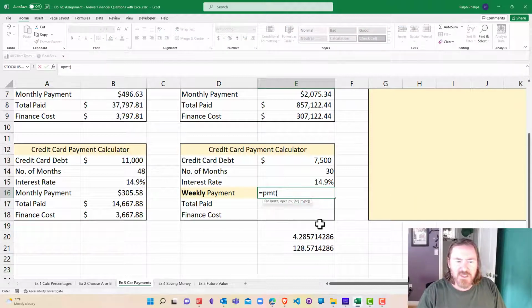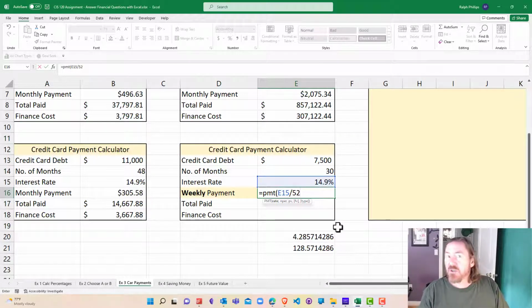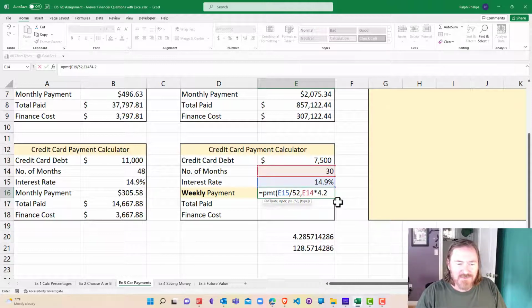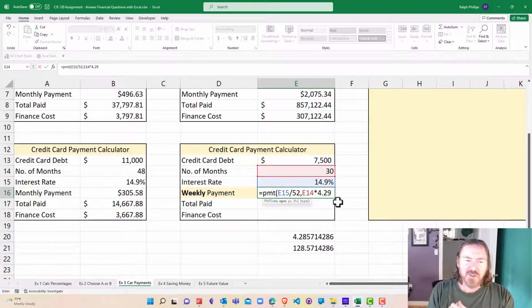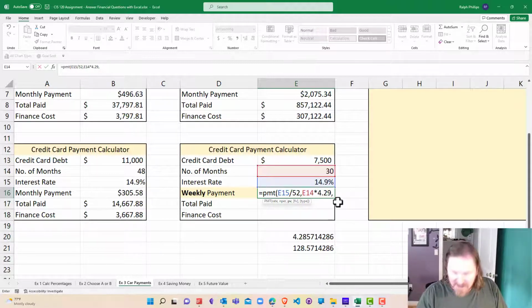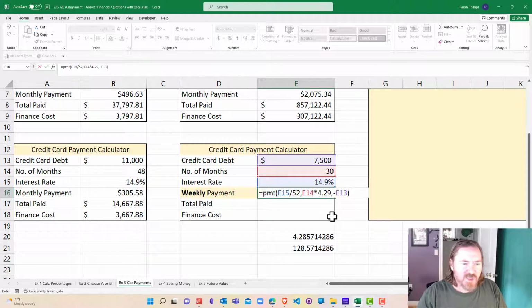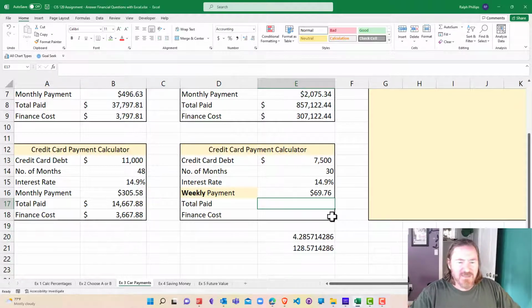Equals PMT, parentheses. Now our rate, we have our annual rate, but I'm going to divide that by 52 weeks per year, which is a close enough approximation. So that's going to give me my weekly interest rate, comma, the number of payment periods. I'm going to click on the cell that contains the number of months, and I'm going to multiply that by 4.29, okay? So 30 months and about 4.29 weeks per month, that's going to give me the number of weeks in that period, comma, and then the present value is easy, just a minus sign with the credit card debt, 7,500, closing parentheses, and I will press enter, about 69.76 per week.